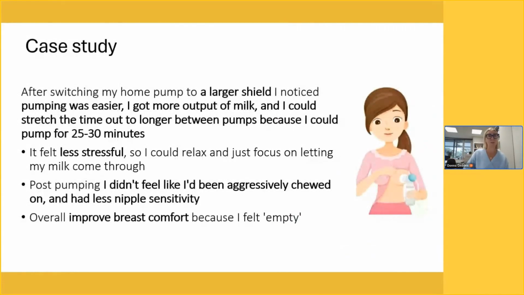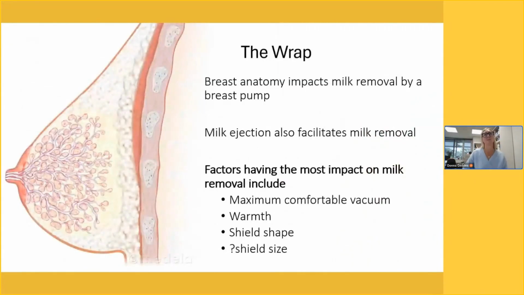So I think it's really important that this is individualised to mothers, because as we've seen, anatomy is very individual as well. So the wrap is that breast anatomy impacts milk removal by a breast pump. Milk ejection obviously also facilitates milk removal, so we know stress can impact that, so we want to keep stress to a minimum. Factors that tend to have the most impact on milk removal seem to be maximum comfortable vacuum, warmth and shield shape, and shield size is still up in the air as to how much of an impact that has.